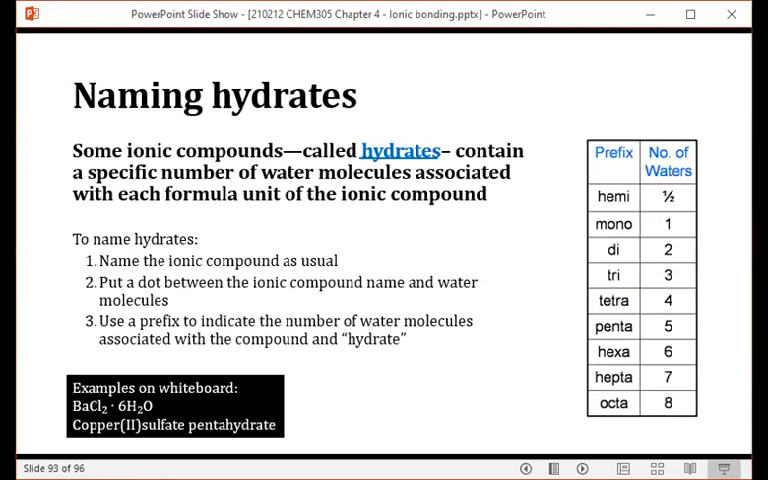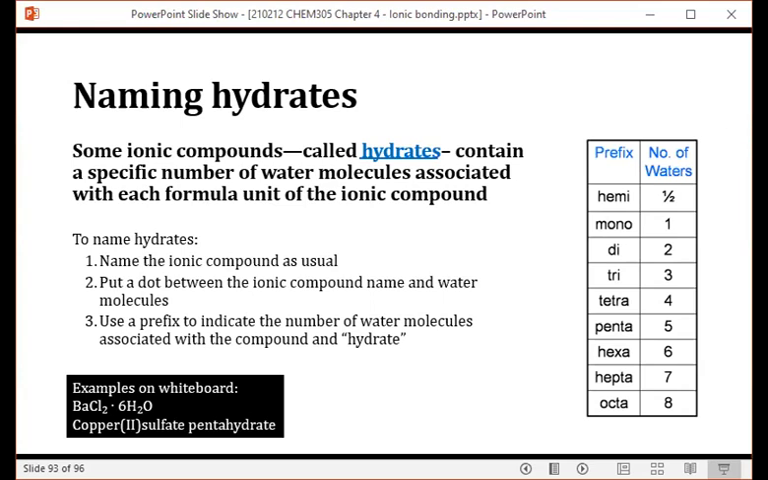So some ionic compounds, which we call hydrates, contain a specific number of water molecules associated with each formula unit of the ionic compound. It's kind of like the water molecules are not chemically bonded with an ionic bond to the ionic compound, but they're very closely associated. They kind of stick to the ionic compound. And so to name a hydrate, you name the ionic compound as usual, and then you put a dot between the ionic compound name and the water molecules. And you use a prefix to show how many water molecules there are, followed by the word hydrate.